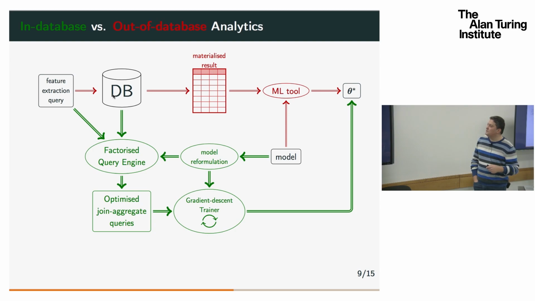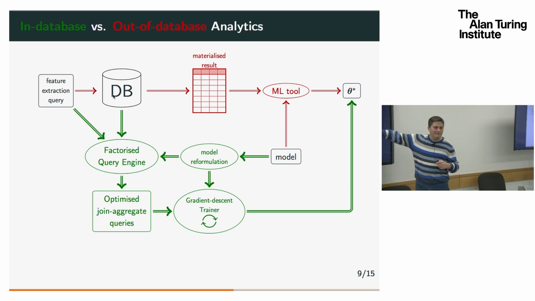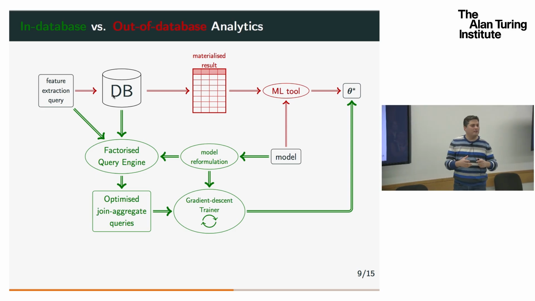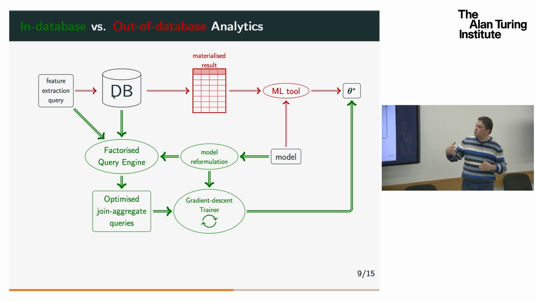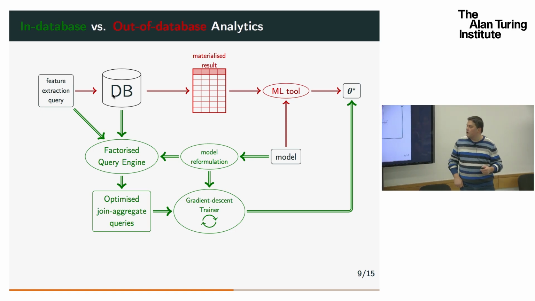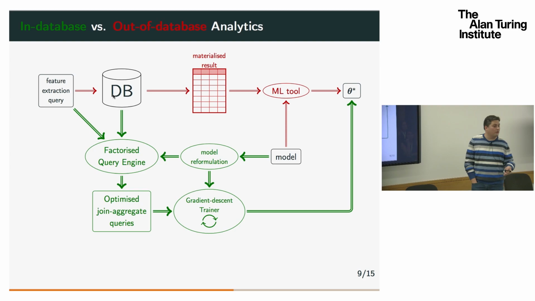Our approach, however, is different. We actually look at the feature extraction query. We start also with the model, and the model we reformulate into this bunch of queries, which together with the feature extraction query are sent to this engine we have, a factorized query engine, that rewrites them, optimizes them, and knows how to compute them efficiently, right? And they are then evaluated, and the result is fed into this gradient descent trainer, for instance, which will then do the fixed point computation for convergence. And then we end up with theta.